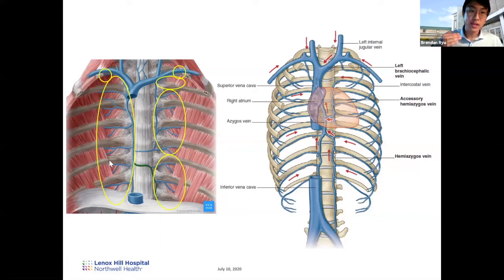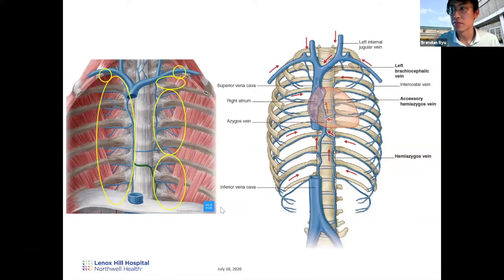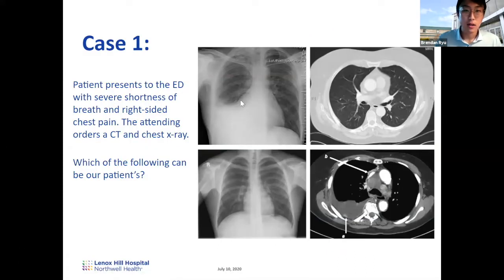So everything from the second posterior intercostal vein all the way up to the 11th intercostal vein, it's going to drain into the azygos vein. And the azygos vein is that long string that you see right there, and that's eventually going to drain into the inferior vena cava, which is where most veins drain into before it reaches the heart. Does that make sense? Can you go back, please?